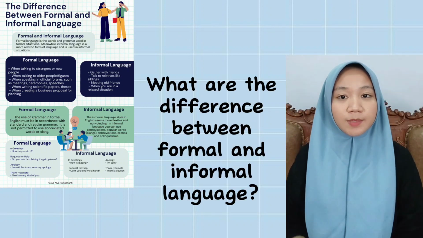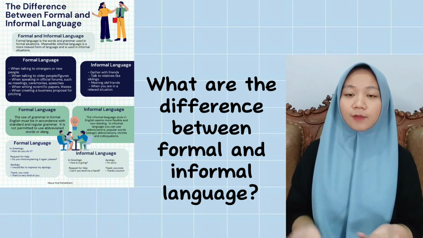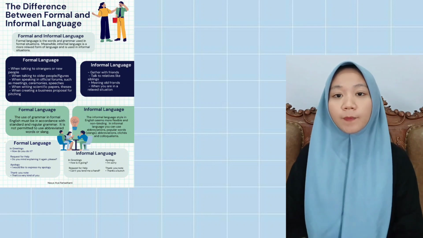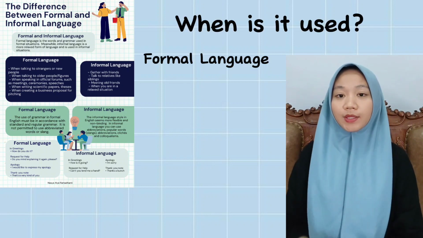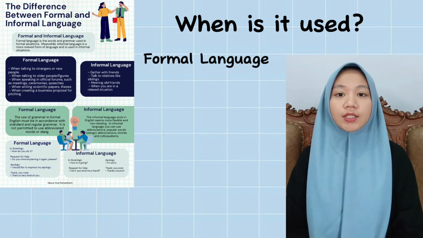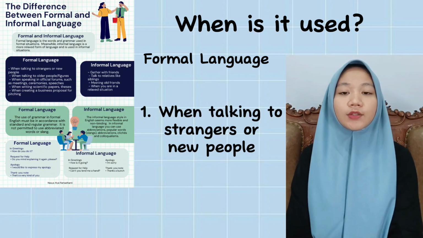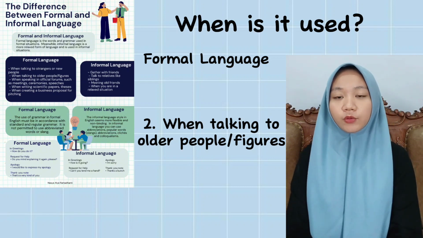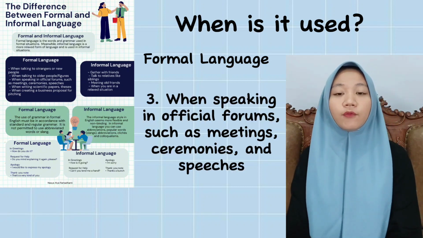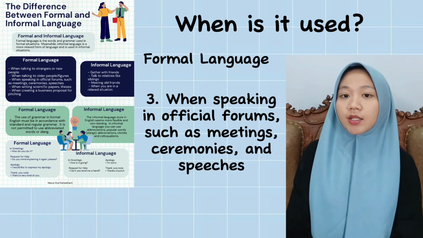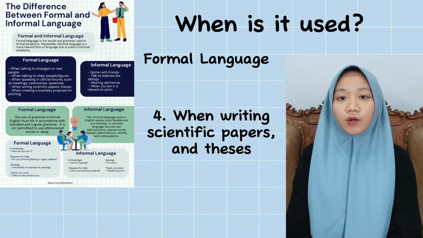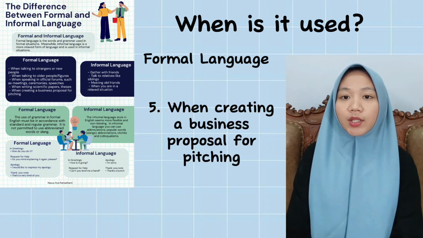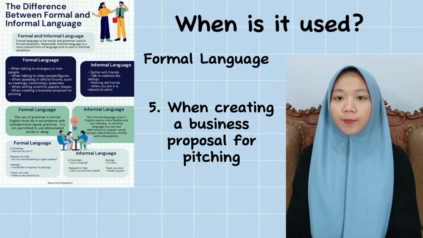So, what are the differences between formal and informal language? First, we can see the difference between formal and informal language from the purpose of its use. Formal language is usually used in: 1. When talking to strangers or new people. 2. When talking to older people or figures. 3. When speaking in official forums such as meetings, ceremonies, and speeches. 4. When writing scientific papers and theses. The last, when creating a business proposal or pitching.